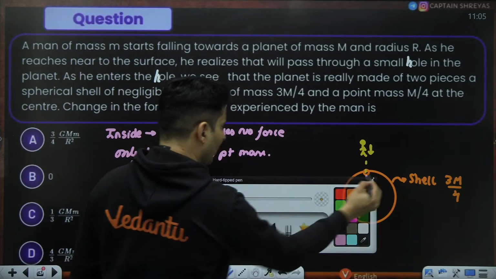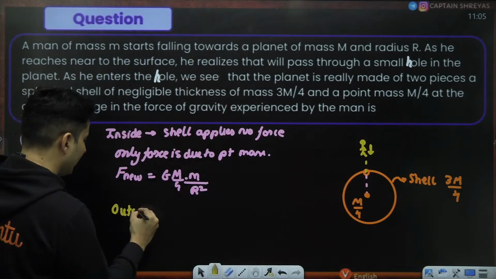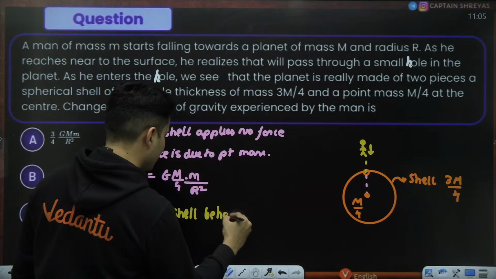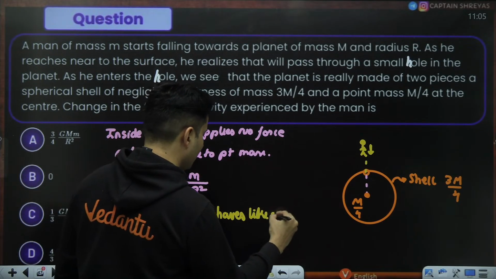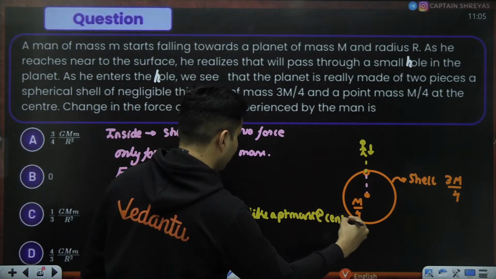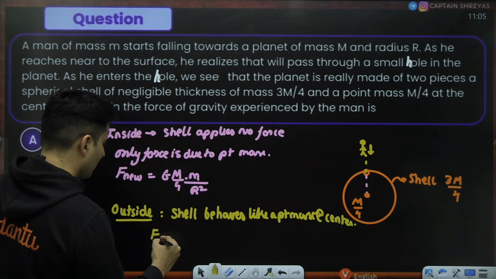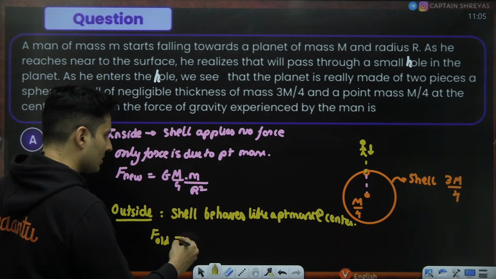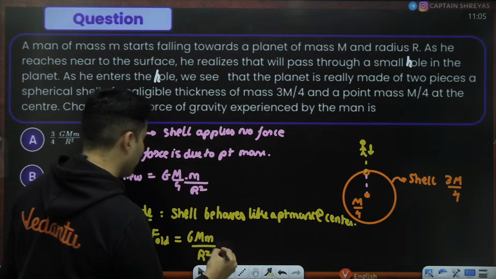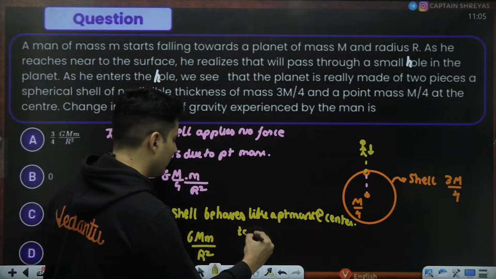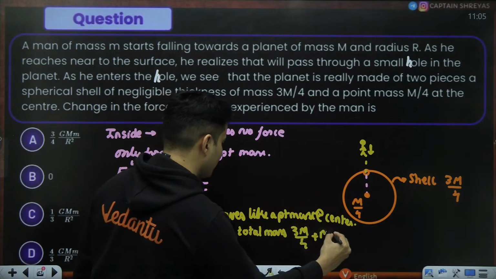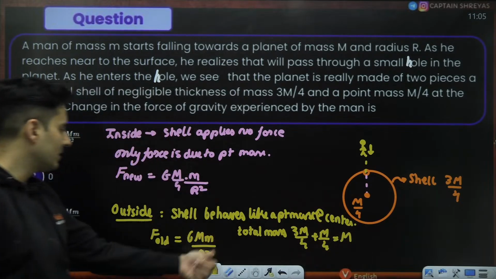But when he is outside, the shell behaves like a point mass at the center. So the force which is acting previously, the older force, will be as if the total mass is m. So it will be G m m divided by r square. It will feel like there is a total mass of 3m by 4 plus m by 4, which is nothing but m. So this is the old force.